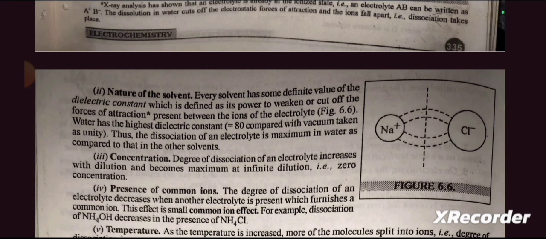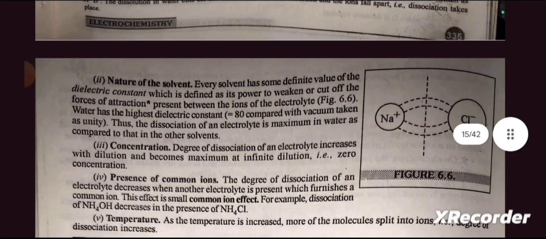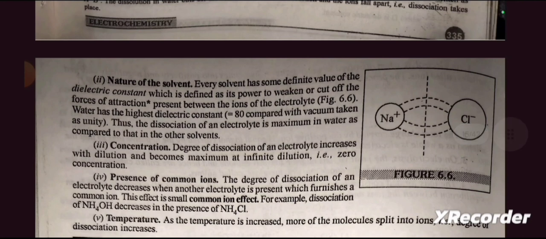Third, concentration. Degree of dissociation of an electrolyte increases with dilution and becomes maximum at infinite dilution, that is zero concentration. Fourth, presence of a common ion. The degree of dissociation of an electrolyte decreases when another electrolyte is present which furnishes a common ion.